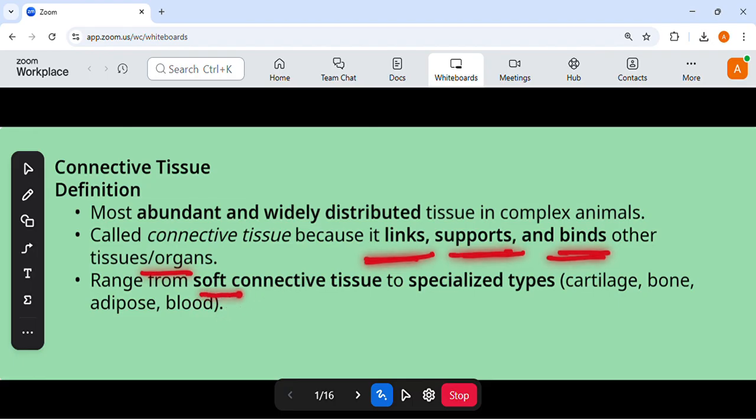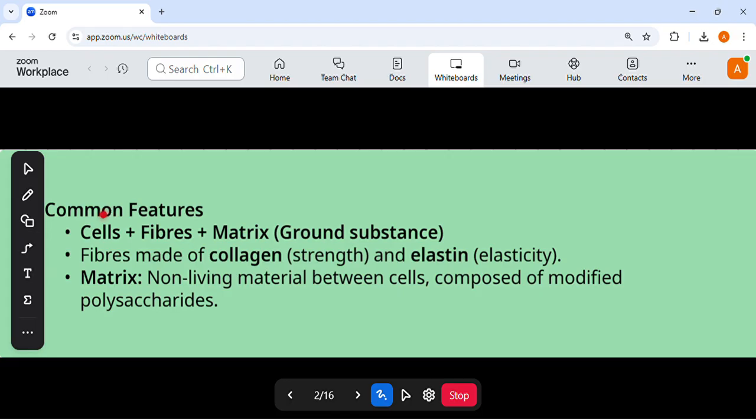It ranges from soft connective tissue to specialized connective tissue such as blood, bone, cartilage, adipose. So we'll discuss all the types of connective tissue in upcoming slides. Okay, so let's see the common features of the connective tissue.